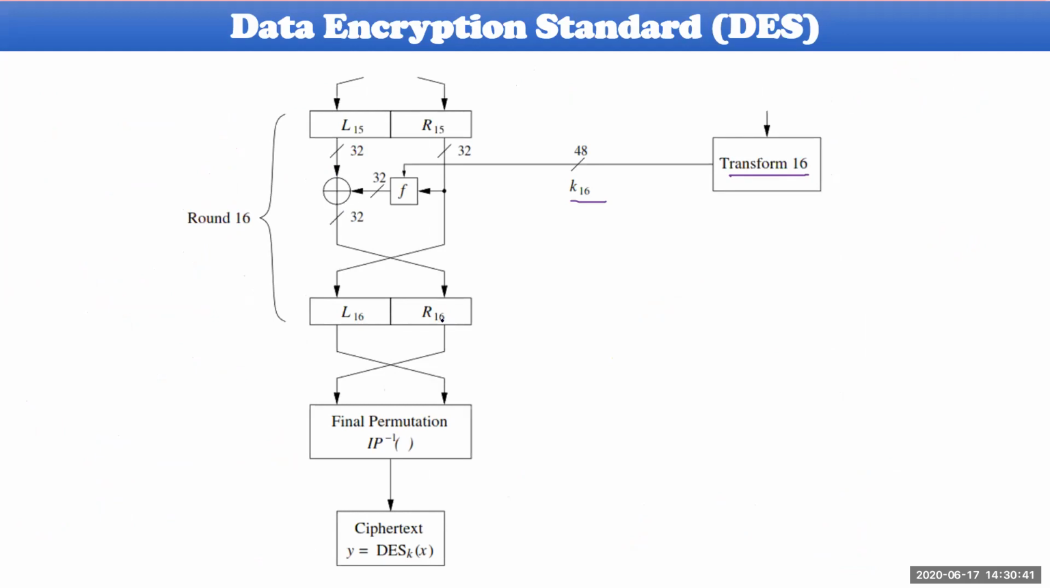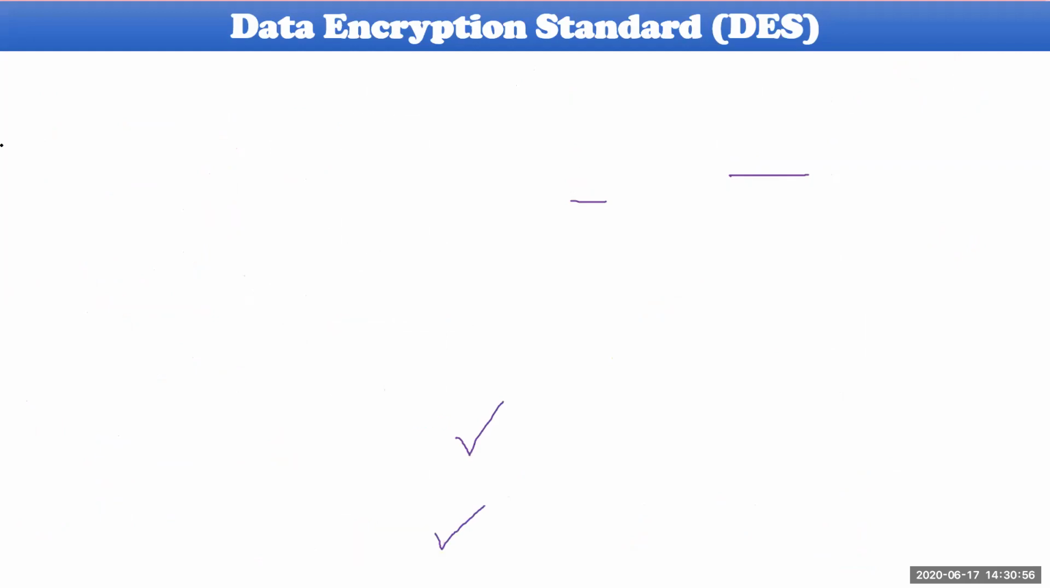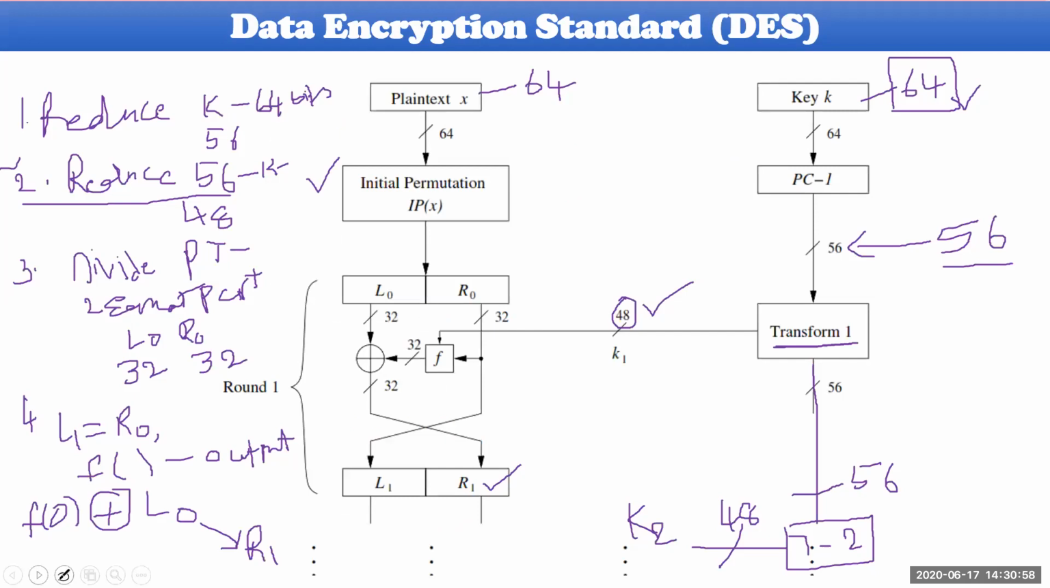Now you have to forward this whole thing into the final permutation. Therefore, you get the ciphertext. In this way, let me consider these three operations: operation number 2, this operation, and this operation.